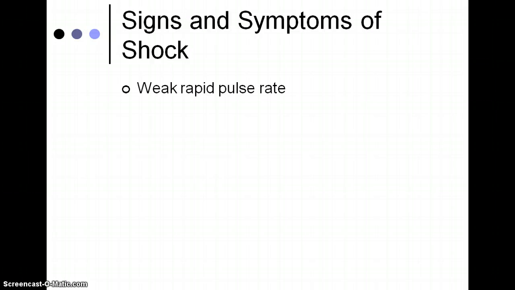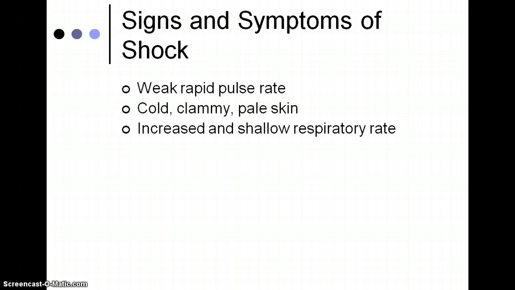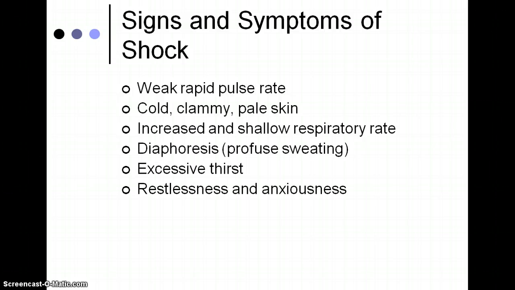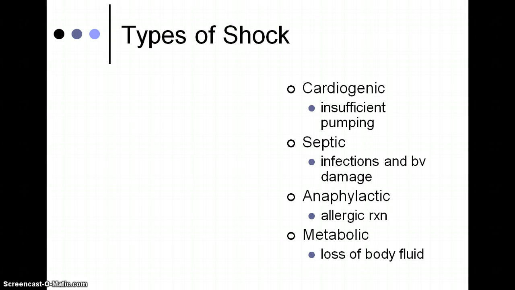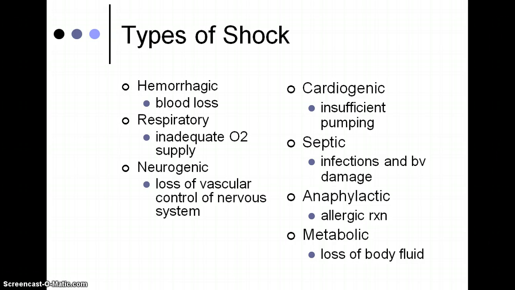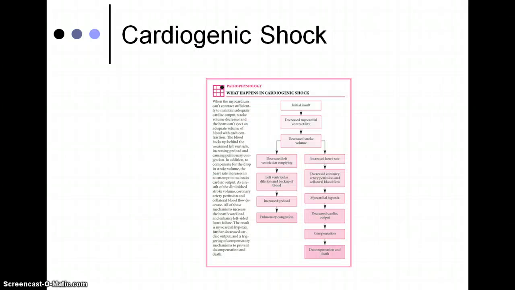Signs and symptoms of shock. You want to look for a weak rapid pulse, cold clammy pale skin, all the signs and symptoms. Make sure that you continue to look for all these as you're assessing your patient. Some types of shock that we also covered in class. Make sure you know these to the fullest, and you're aware of how to tell these on your athlete if your athlete is experiencing any of these.